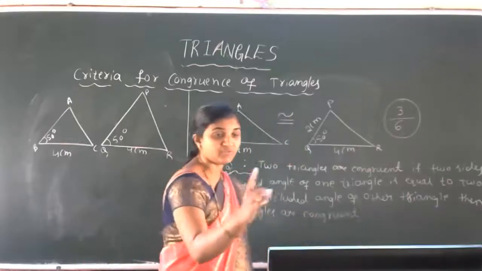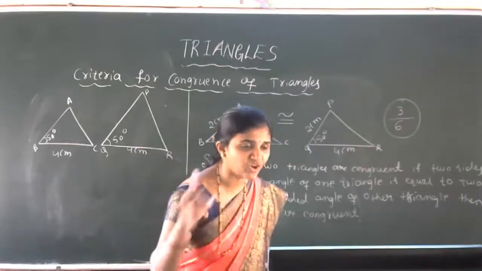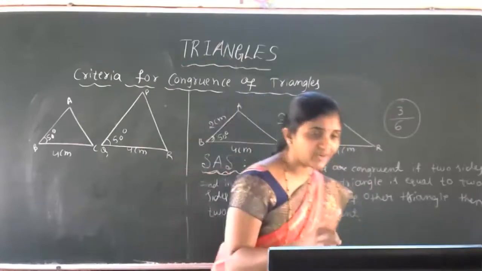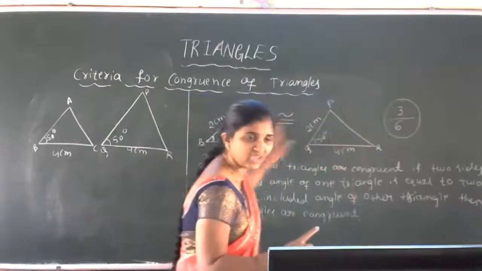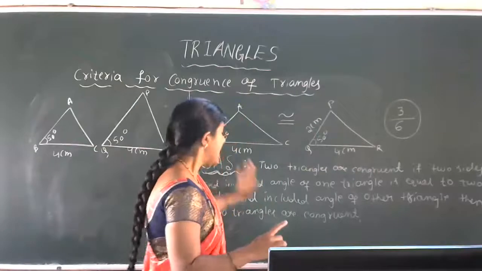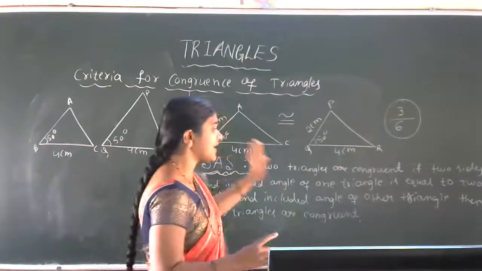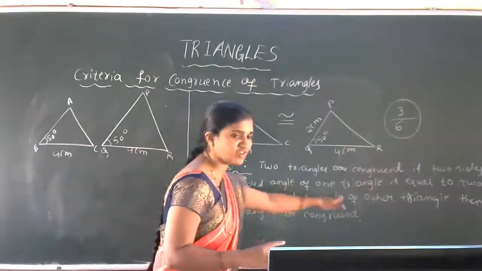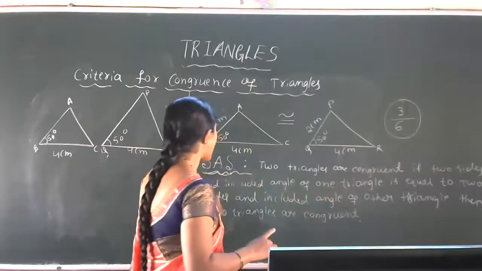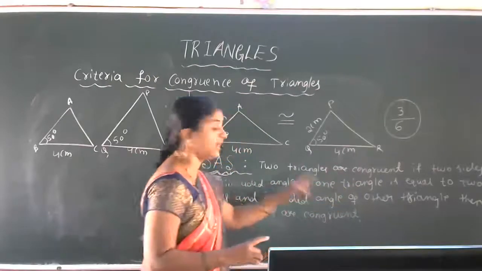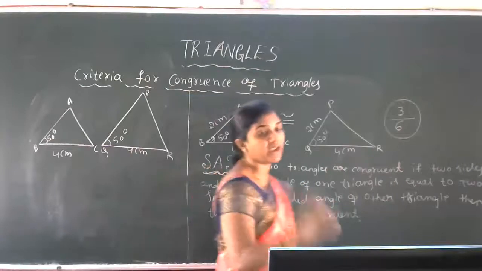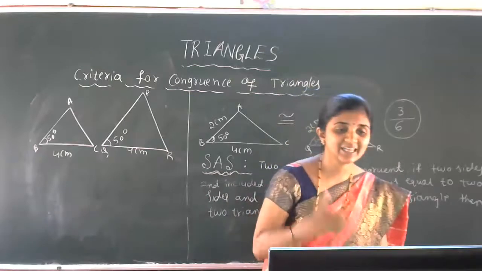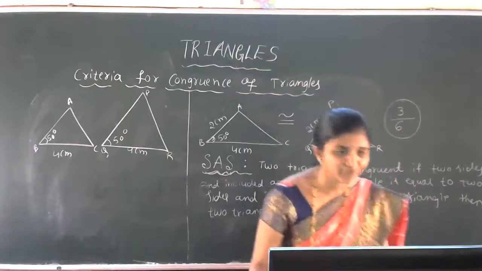You may get the question for 1 mark: define SAS congruency criteria. When they ask for 1 mark, how do you write the definition? You have to draw one picture. Then write: two triangles are congruent if two sides and included angle of one triangle is equal to two sides and included angle of the other triangle, then the two triangles are congruent according to SAS congruency criteria. This is the definition of SAS congruency criteria.